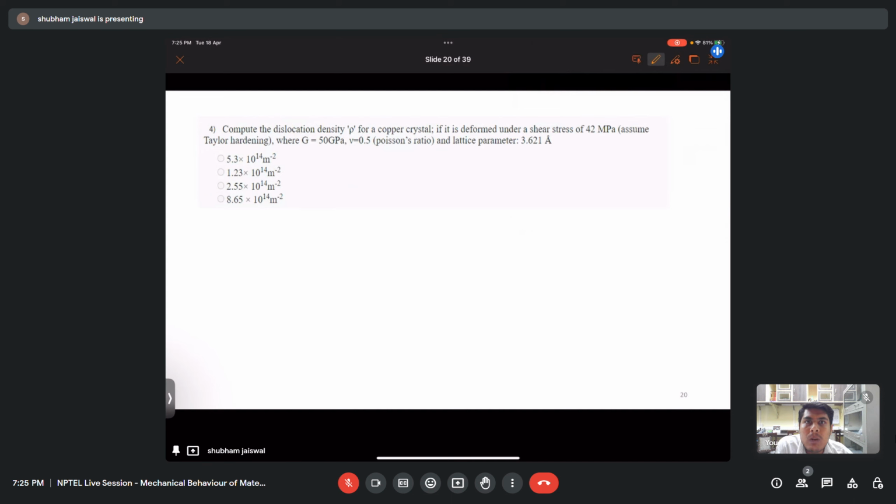We need to take the help of one more concept. In last 2 weeks also we have solved some questions using that concept. So you need to use that concept here as well in this question. Like in Taylor hardening, we know the equation, that is tau is equal to Gb upon 8 pi 1 minus mu root 2 into root rho. So all the values are given except that of the b. So you need to figure out how to calculate the b, and you will get your answer.